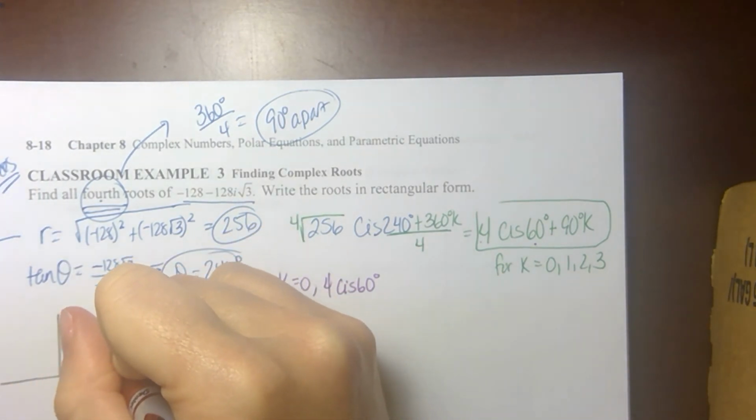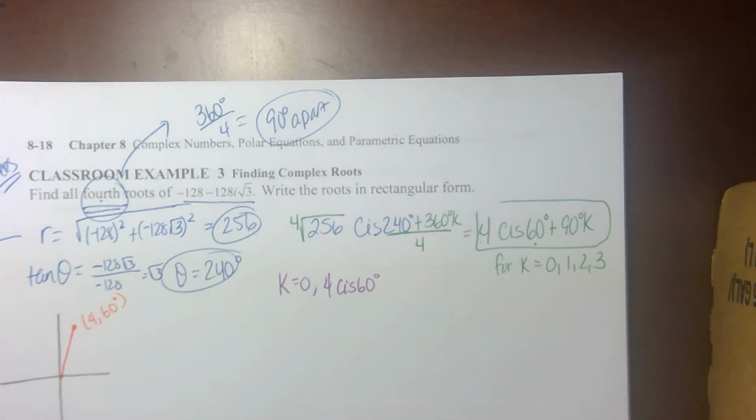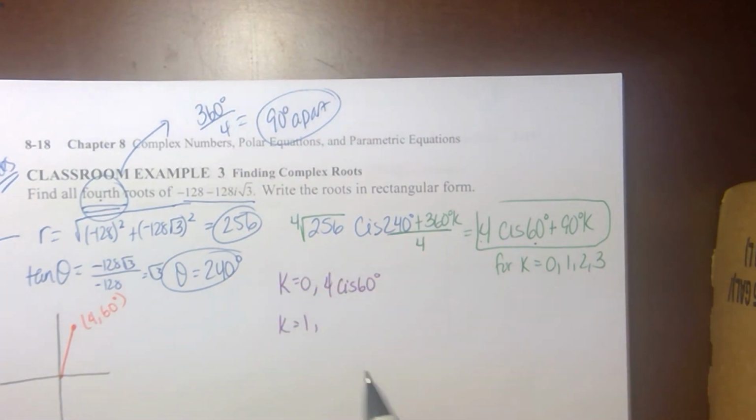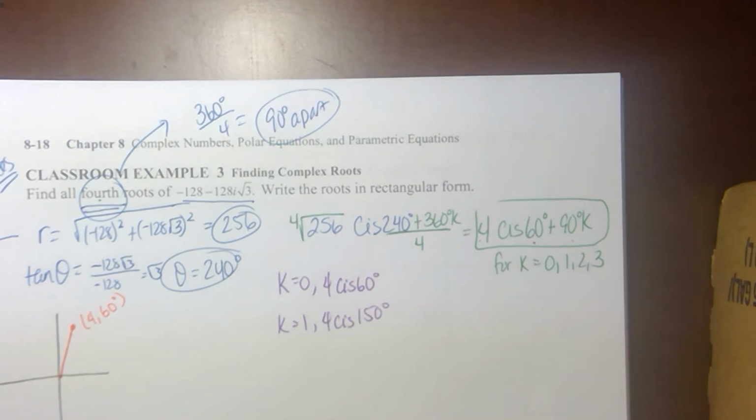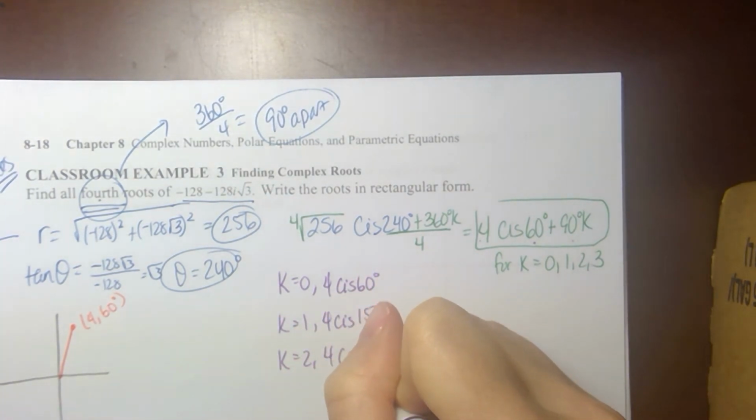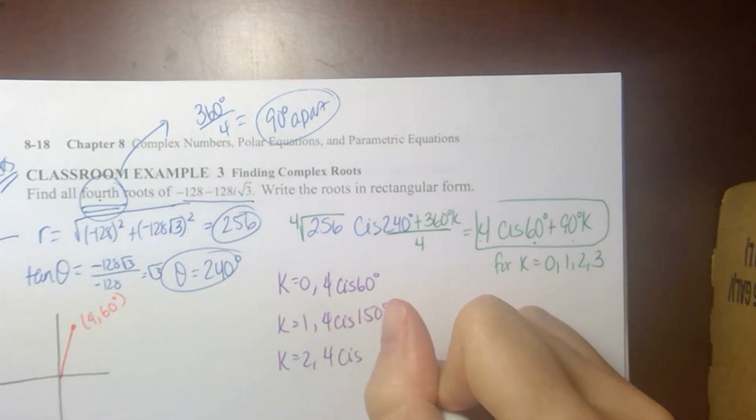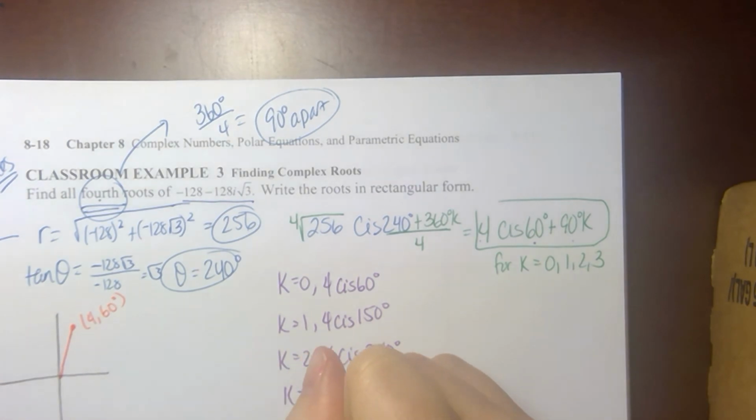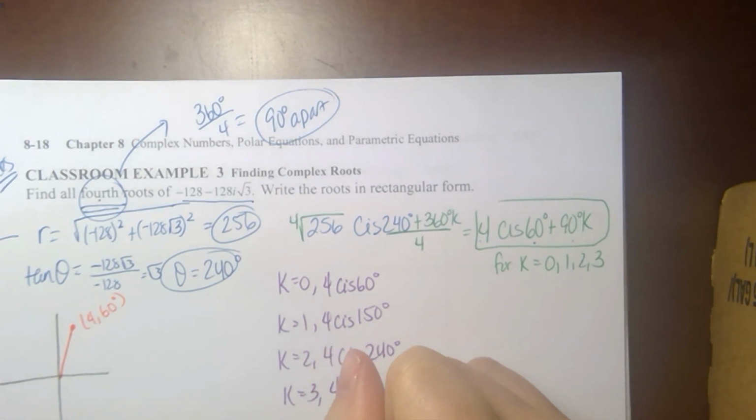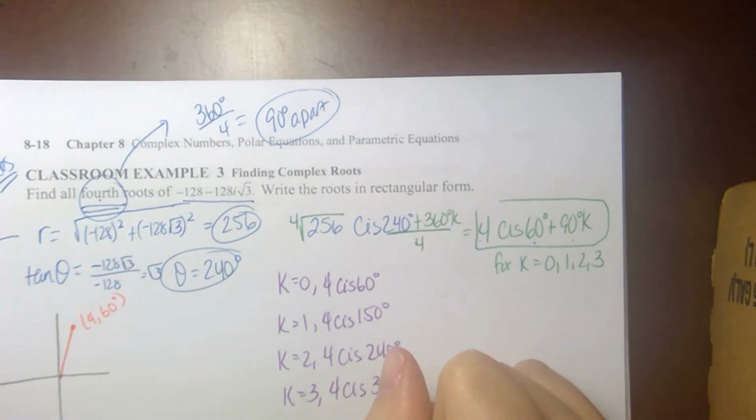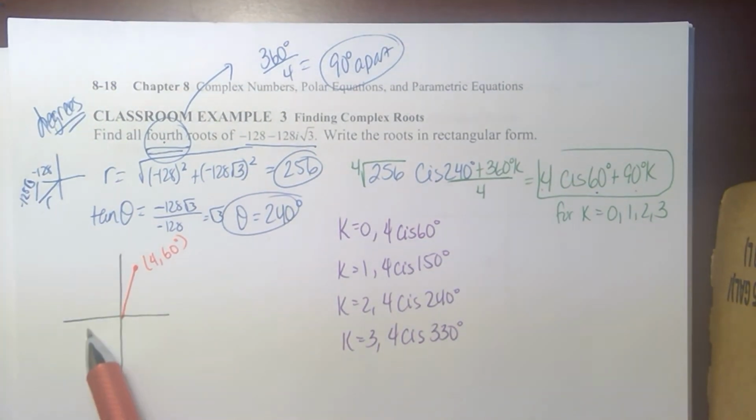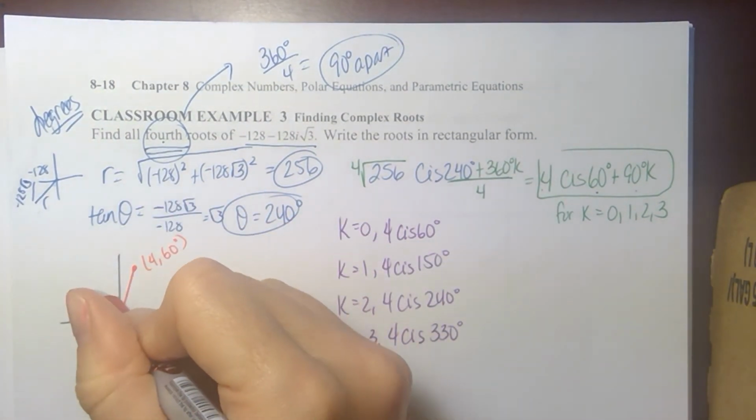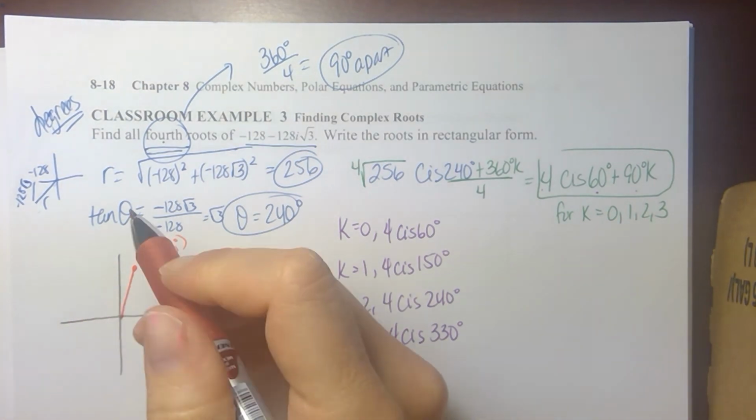And that polar location is going to be 60 degrees. Well, where's my next root going to be? I'm going to add 90, so I get 4 CIS 150. And then my third root is at 4 CIS, add 90 again, and I'm at 240. And then my last of the fourth roots is at 4 CIS 330 because I add 90 again. So when I'm rotating around my circle, putting them on my polar coordinates, I add 90, add 90, add 90.